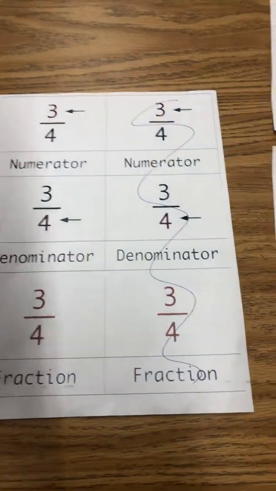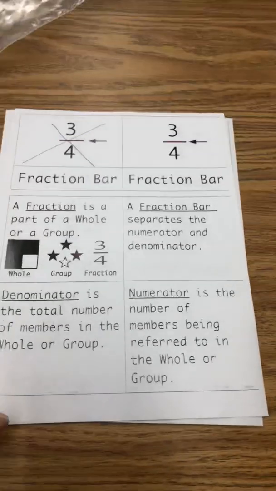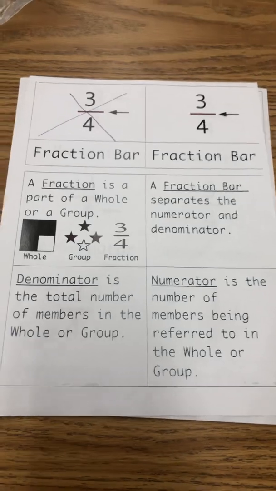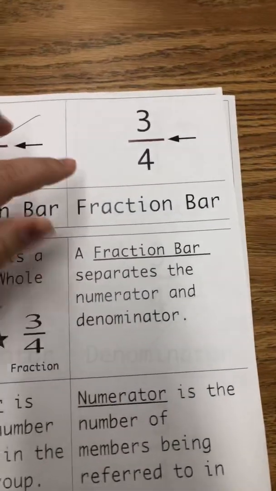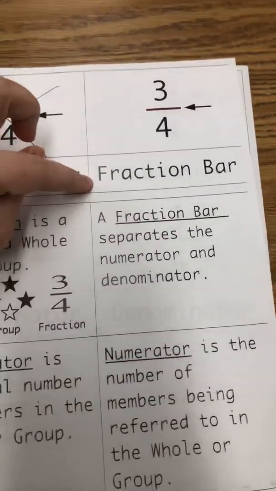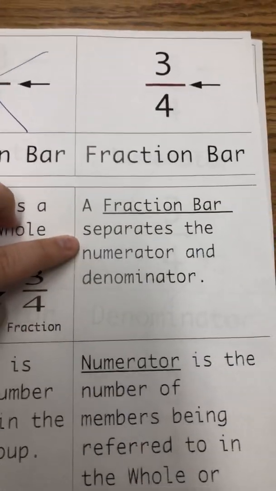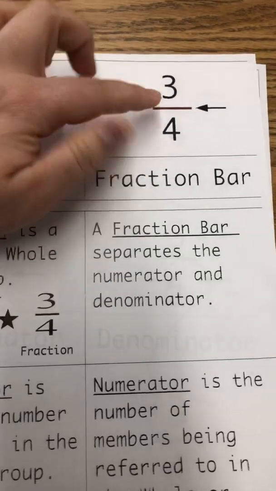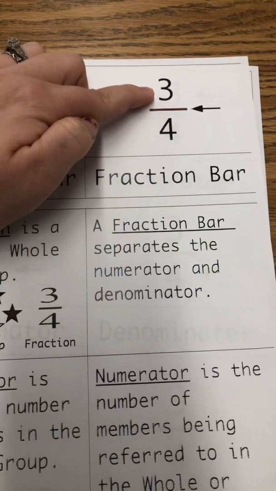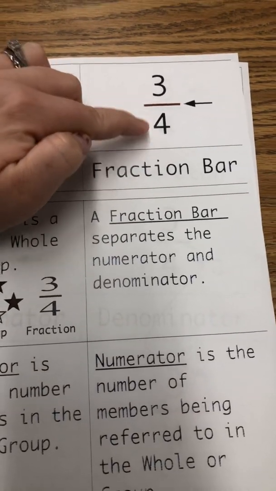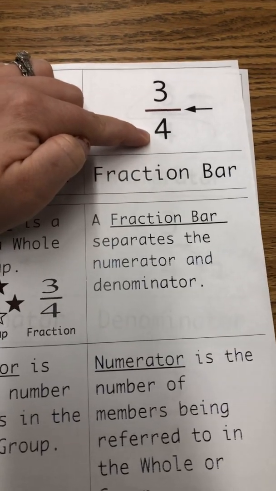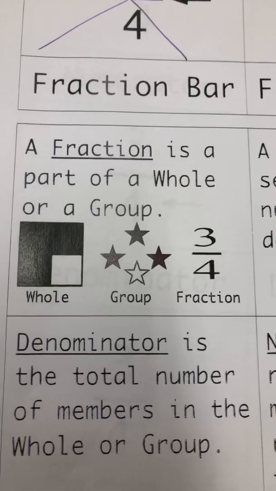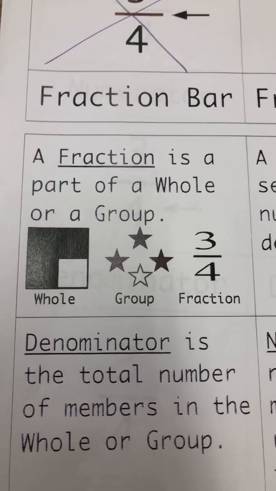Okay, perfect. So before we start cutting and pasting, I just want to explain to you what each of these things mean. So first we're going to go over here to a fraction bar. Now, it says a fraction bar separates the numerator and the denominator. So this tells me that this is the numerator. Then we have a fraction bar, and then we have the denominator. Then we're going to go over here. A fraction is a part of a whole or a group.